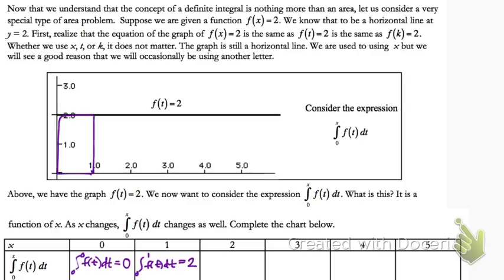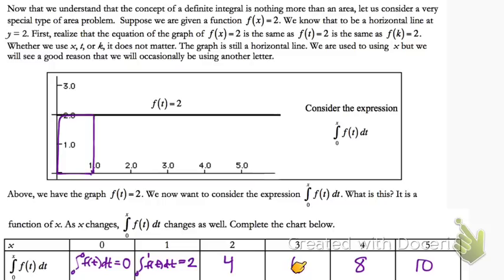Now, I won't write that out every time because we're just adding rectangles. So the integral from 0 to 2, from here to here, is an area of 4 units. The integral from 0 to 3 would be from here to here. That's an area of 6 units. 0 to 4 would be 8 units, and 0 to 5 would be 10 units. So notice that as x changes, we have different outputs. So this is creating its own function: 0, 0, 1, 2, 2, 4, 3, 6, 4, 8, 5, 10.